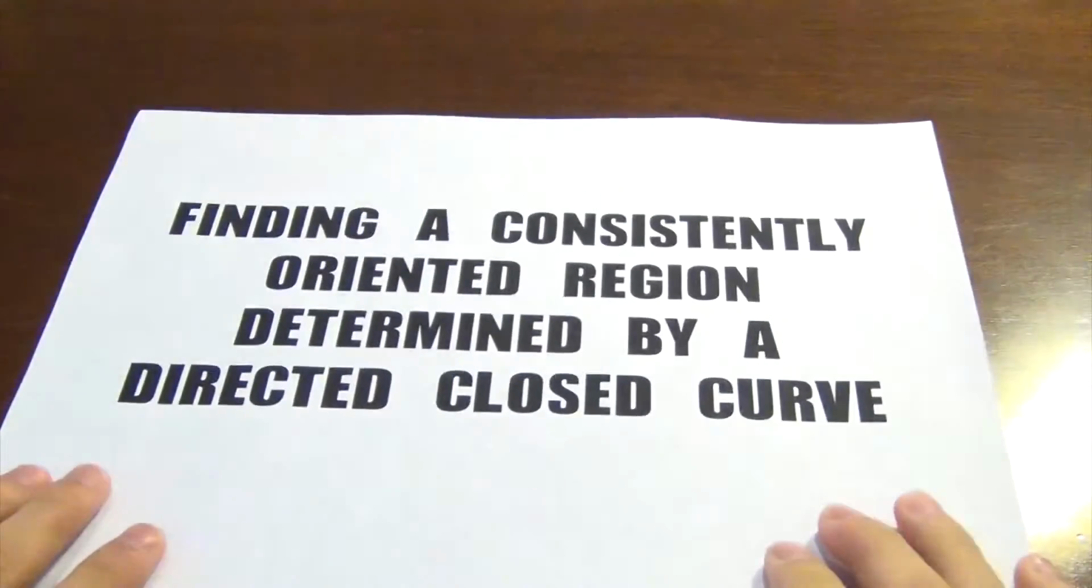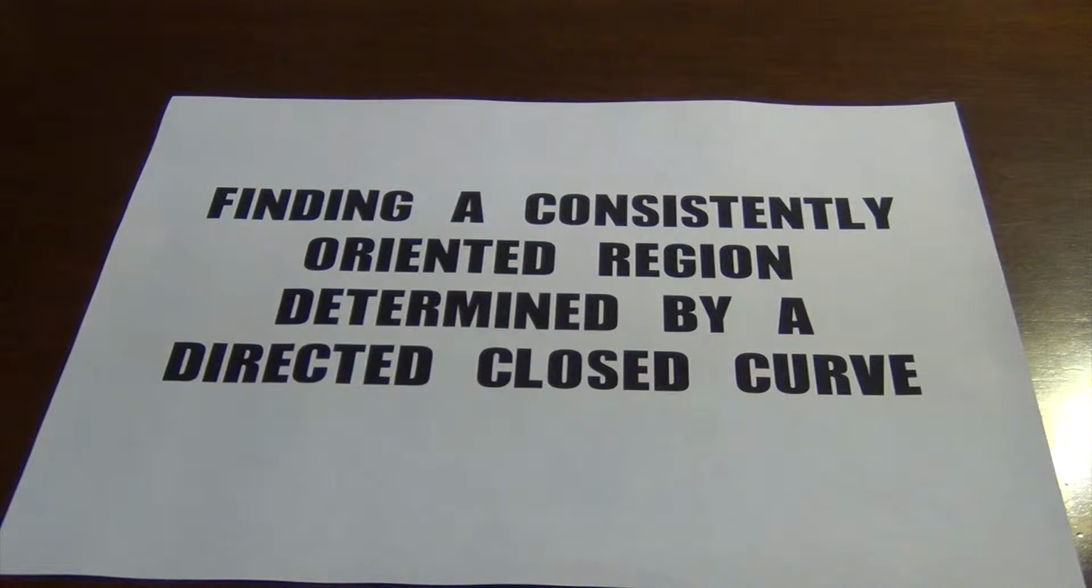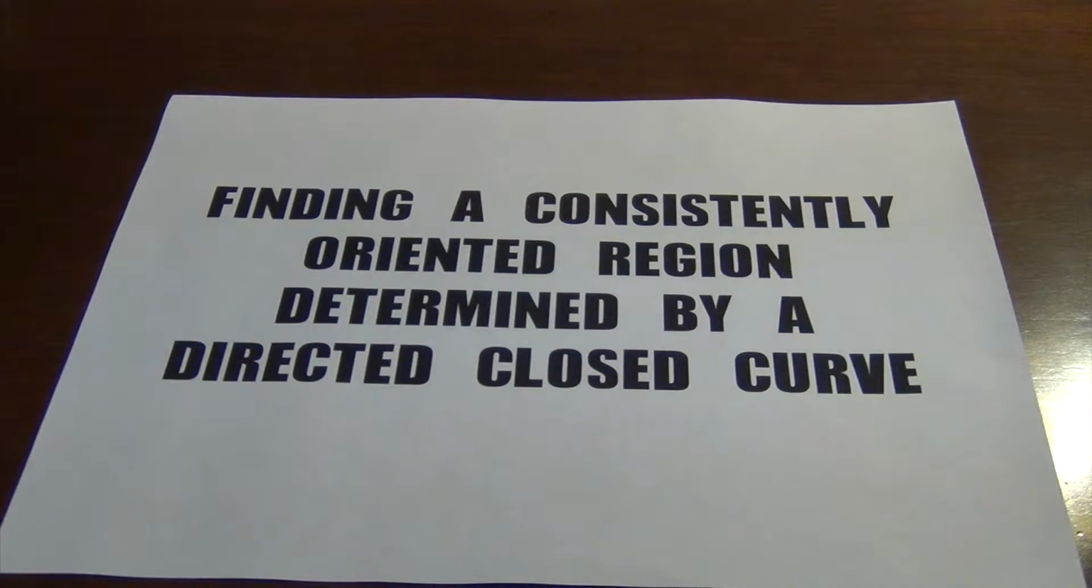Hi everyone, today I'm going to be explaining a concept in graph theory, finding a consistently oriented region determined by a directed closed curve. This sounds like a very complicated concept, but I'm eager to show you what exactly the concept is and why it works in very simple ways. Here's a story to better understand the concept.